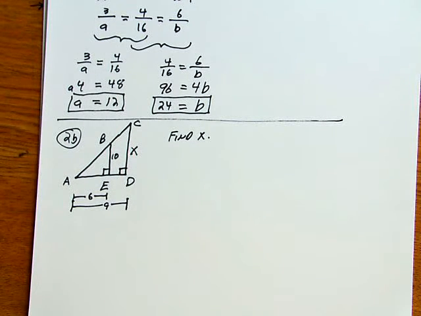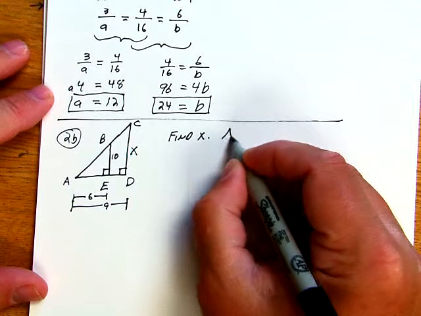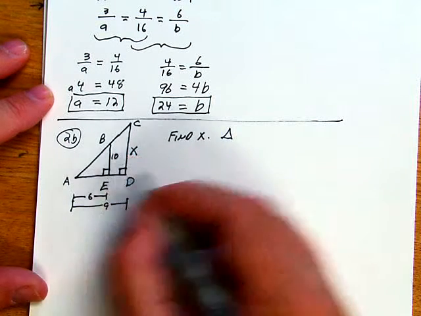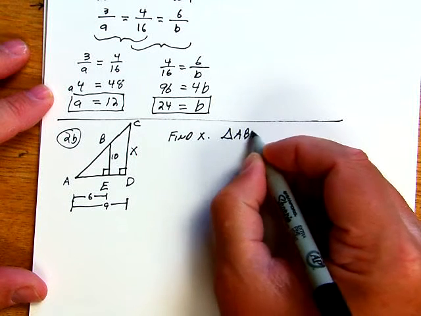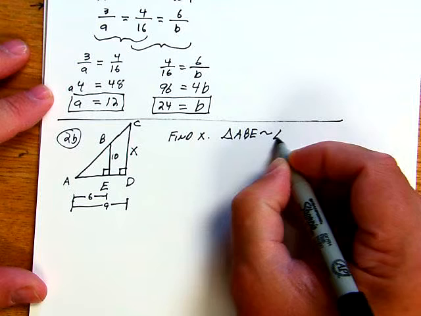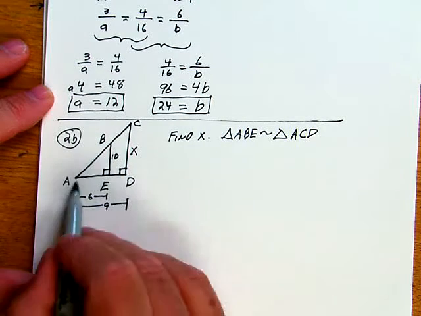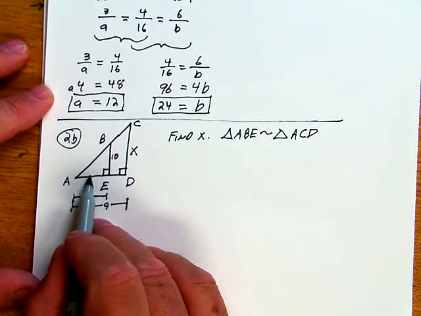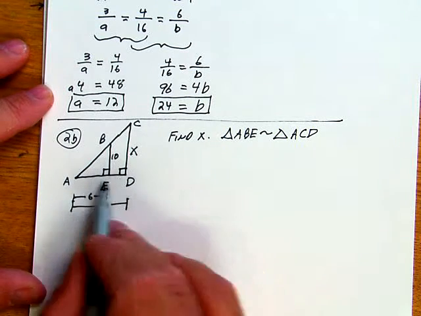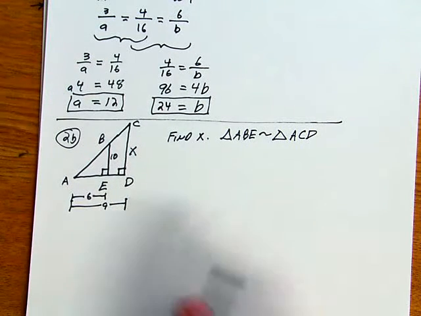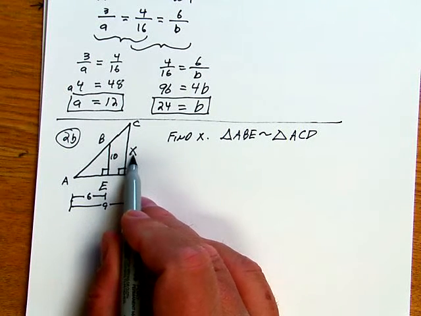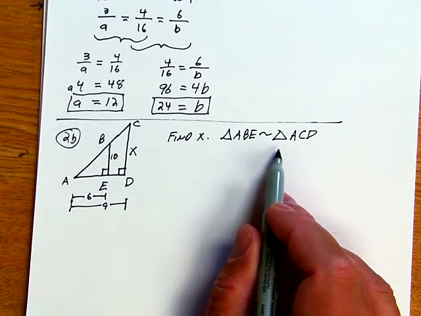Okay. And one of the things we're given is that triangle ABE is similar to triangle ACD. So this little one is similar to the big one. And right away, we're looking for a side. And since we know they're similar, we can set up a proportion.